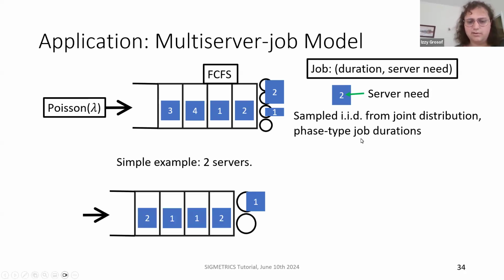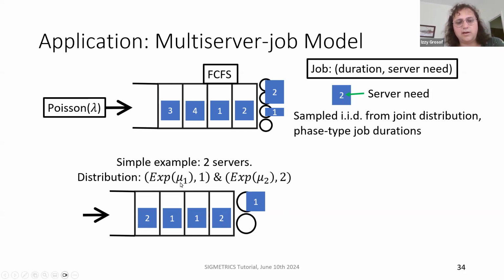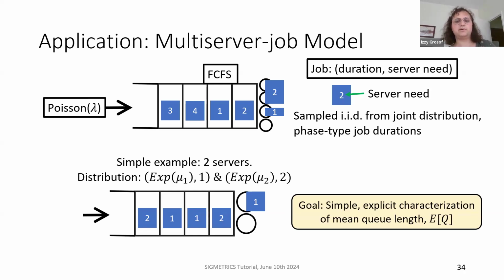But just to make it simple to illustrate in this talk, let's think of a two-server system. So just two servers, jobs need either one or two servers, and we'll think of Exp(mu1) as the duration for the one server jobs, and Exp(mu2) for the two server, just to keep things simple for the purpose of illustration.